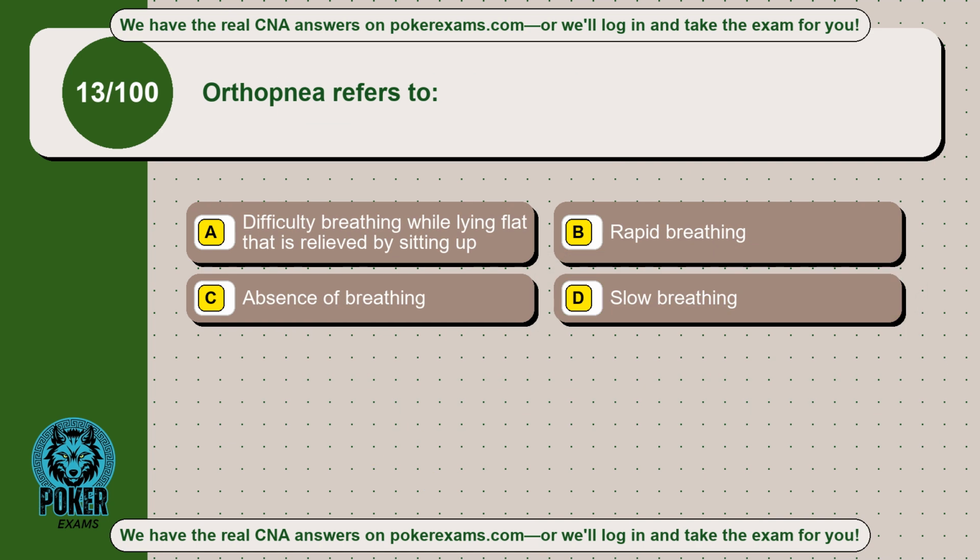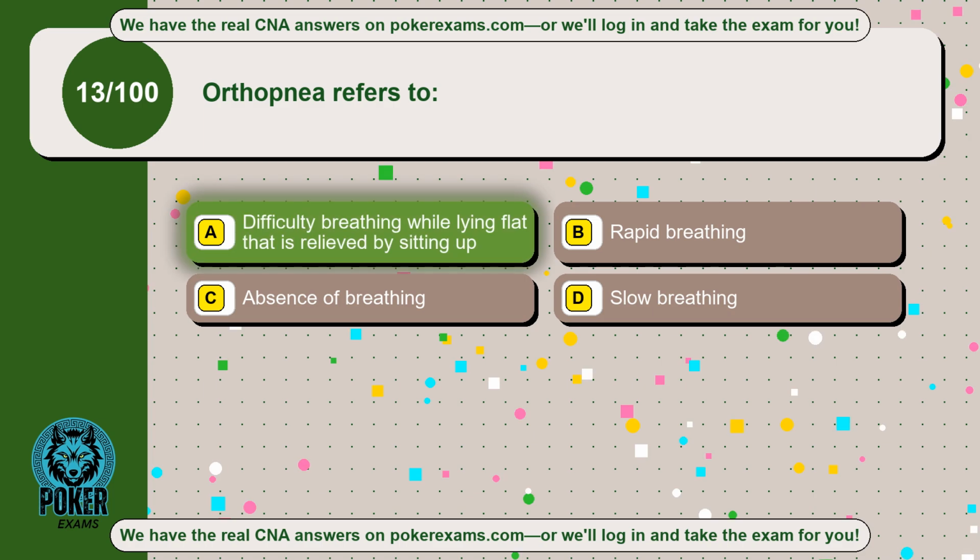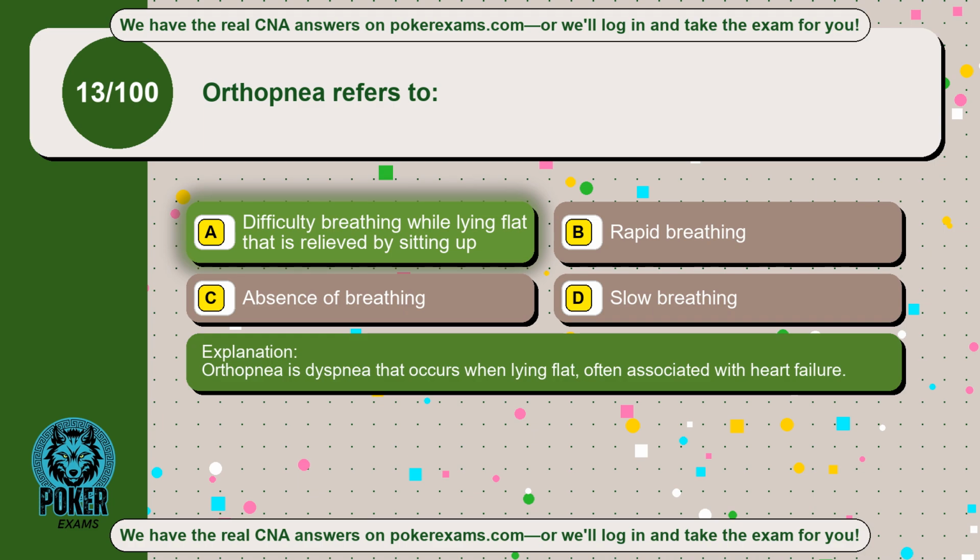Question 13. Orthopnea refers to: Option A, difficulty breathing while lying flat that is relieved by sitting up. Option B, rapid breathing. Option C, absence of breathing. Option D, slow breathing. The correct answer is option A. Difficulty breathing while lying flat that is relieved by sitting up. Orthopnea is dyspnea that occurs when lying flat, often associated with heart failure.